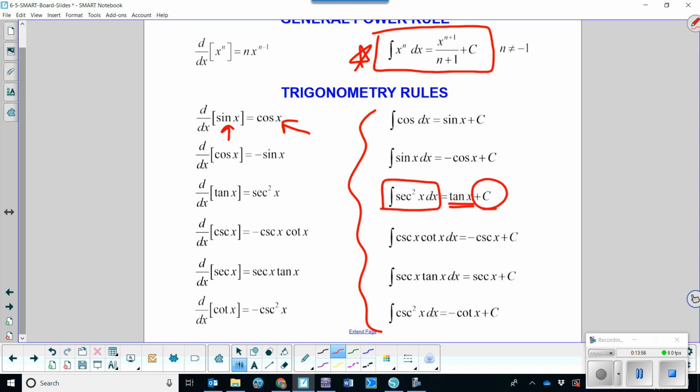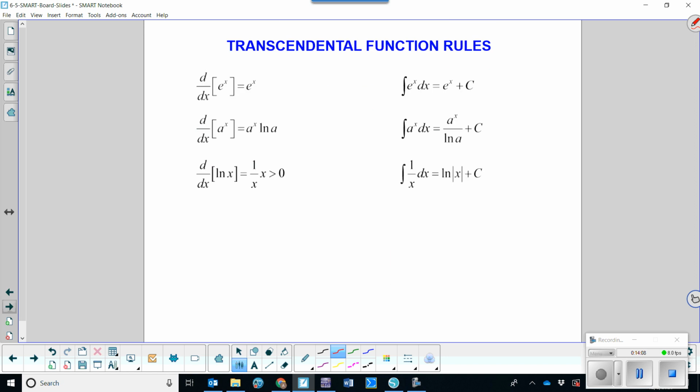So all those formulas are really just undoing. It's not really 6 new formulas. If I know my derivatives, these are just the undoing of them. And then same thing true here. The derivative of e to the x is e to the x. Therefore, the integral of e to the x is e to the x, of course, plus c. For a to the x, the derivative would be a to the x times ln of a. So since we're going in the other direction, we would just divide by ln of a.